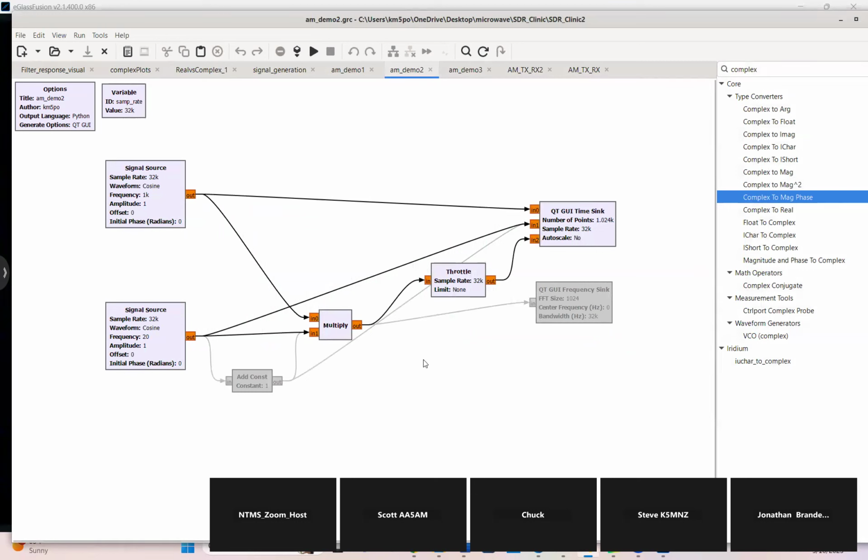Now, one problem is that you might have noticed that the modulated carrier is falling below 1, and anything below 1 is not going to be good for the transmitter. So we're going to basically just add 1 to it here, which will cause it to come up above 0, and it'll rotate around 0.5. So we'll have to take this wire out.